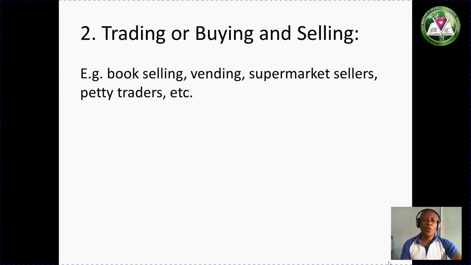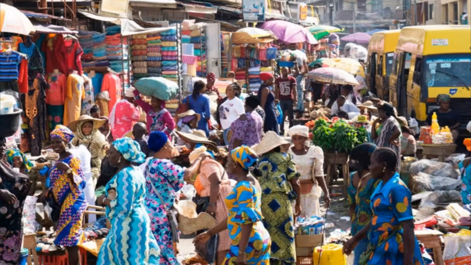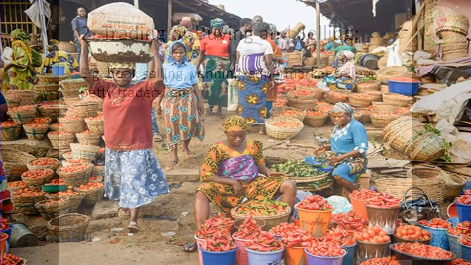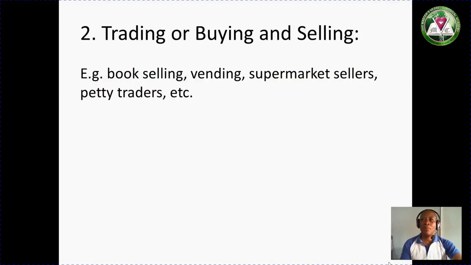Then we equally have another type of buying and selling that falls under this category, petit traders. Petit traders are people who sell little things, mostly perishables or things that we use in our home, maybe for our kitchen upkeep. Those that sell things like vegetable, pepper, onion, and so on and so forth.